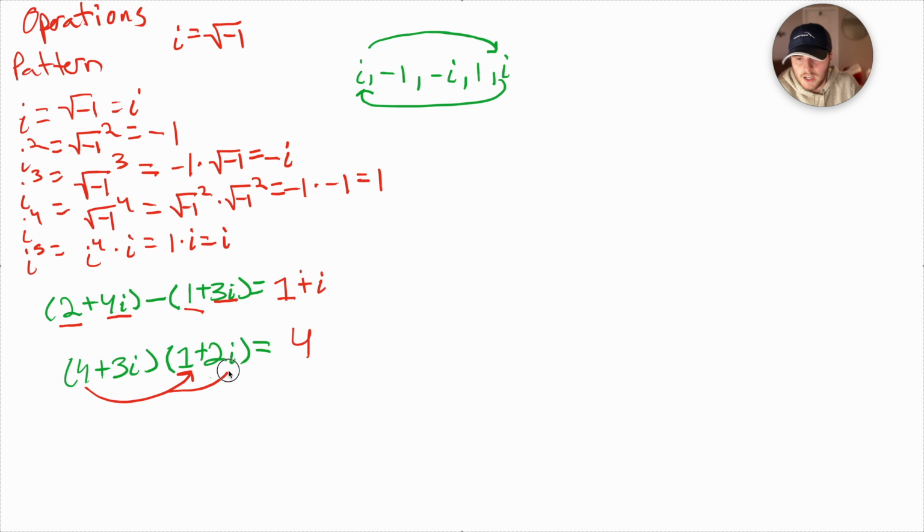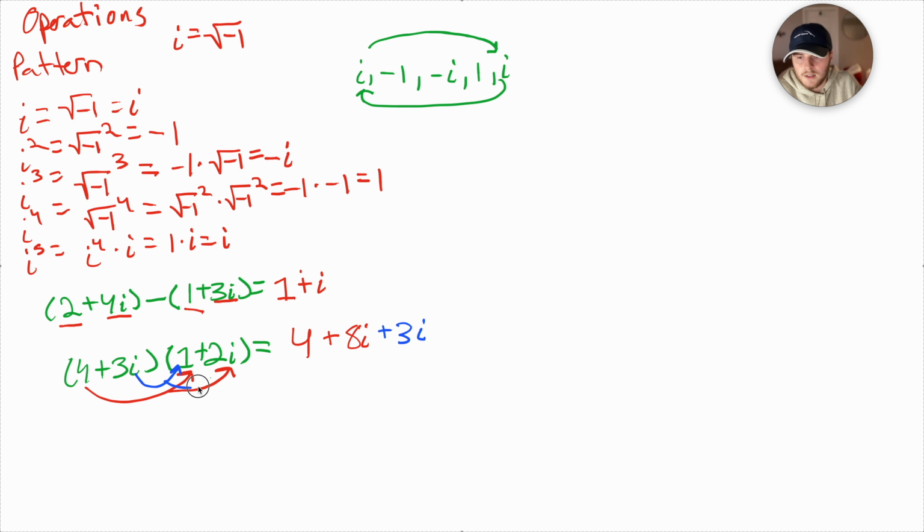Then we're going to have 4 times 2i. So you're just going to multiply the two real numbers and then you have the i attached to it. So 4 times 2i would be 4 times 2, which is 8, times i, so 8i. And then say we got 3i times 1, which is going to be plus 3i.